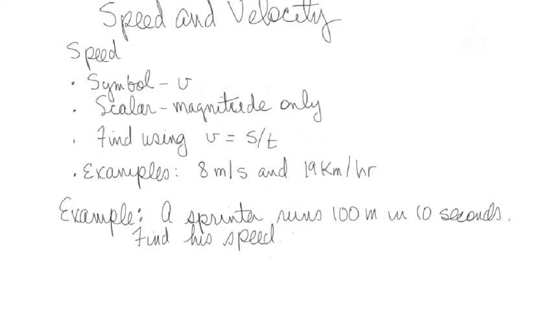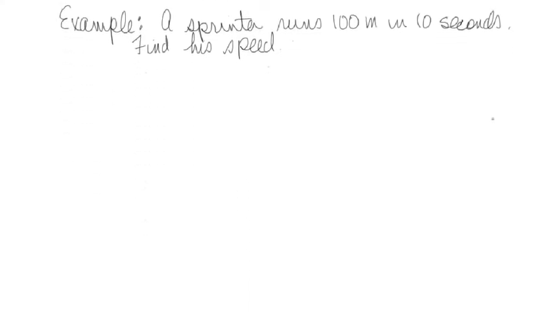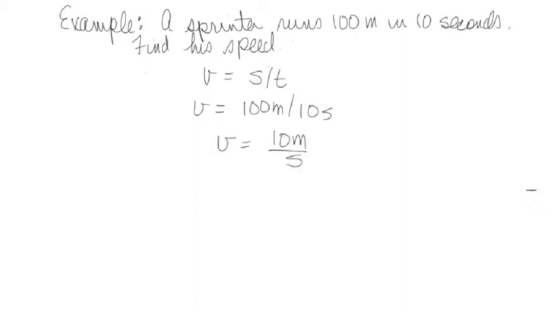Now, a quick calculating example. A sprinter runs 100 meters in 10 seconds. Find his speed. His speed would be v equals s divided by t. v equals 100 meters divided by 10 seconds, giving a speed of 10 meters per second.